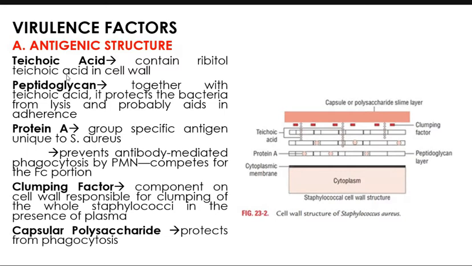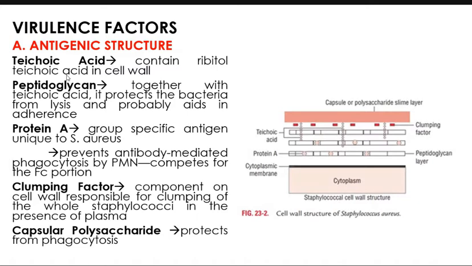So, sa ating teichoic acid, it is a polymer of ribitol phosphate, and antibodies to teichoic acid now develop, especially in cases of endocarditis. Now, you see also here in the schematic diagram of the cell wall another virulence factor, which is made up of the peptidoglycan, which together with the teichoic acid, protects the bacteria from lysis and probably aids also in adherence.